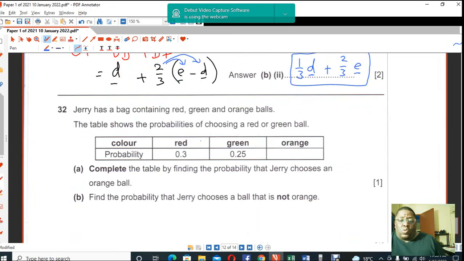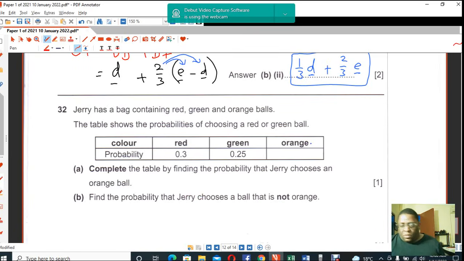Good, that brings me to question 32. Now, what you need to understand when you're dealing with probability is that all of this should add up to 1, because the probability for something to occur is always between 0 and 1. So you have 0.3 here, you've got 0.25. In order for me to find orange, I'll have to say it's not orange. So what is the probability that Jerry chooses a ball that is not orange?